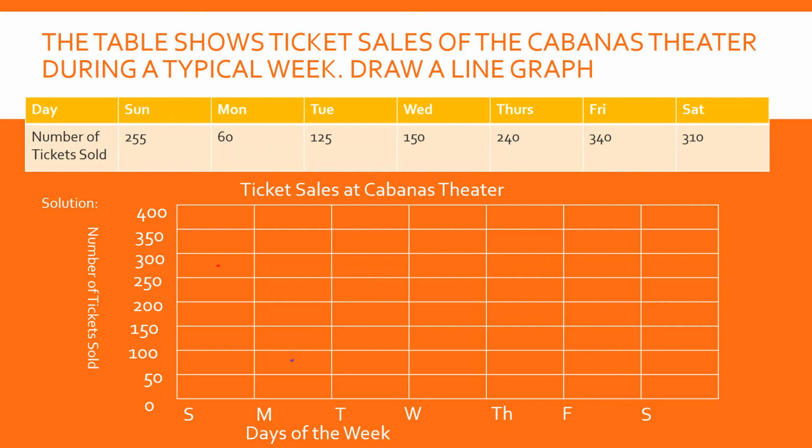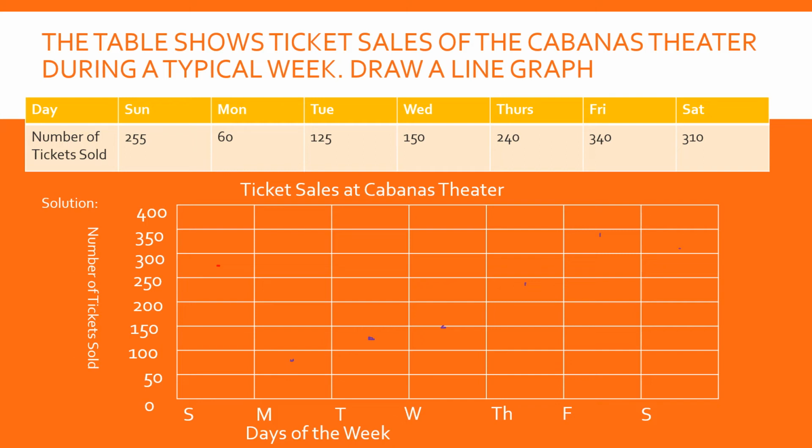And then for Tuesday, we have 125. And then for Wednesday, we got 150. And then for Thursday, we got 240. Okay, here. And then for Friday, we have 340. And for Saturday, we got 310.